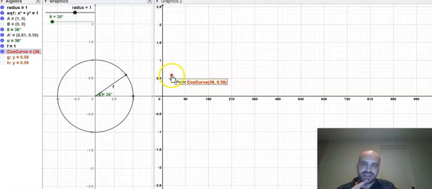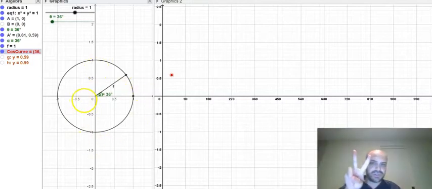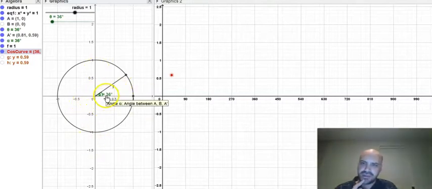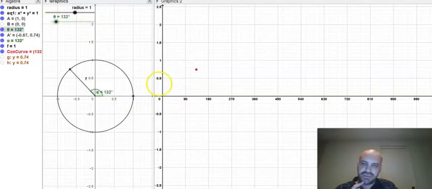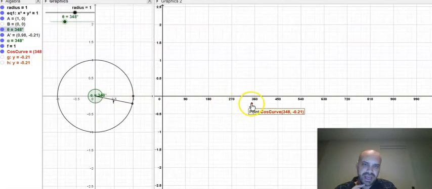This red dot here. Now, I want you to see that this red dot corresponds to this unit circle in two ways. Look at the angle, 36 degrees. That corresponds to the x-coordinate of this red dot. As I change the angle, the red dot moves across the screen. Watch. It's moving across the screen. And the angle, 348, always matches the angle, 348.